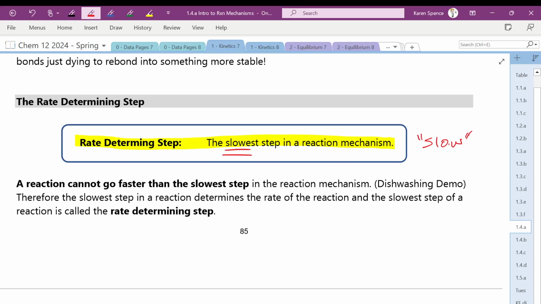Who's determining the rate this time? Action is determining the rate because we cannot go any faster, because the intermediates can't go until we've done that.